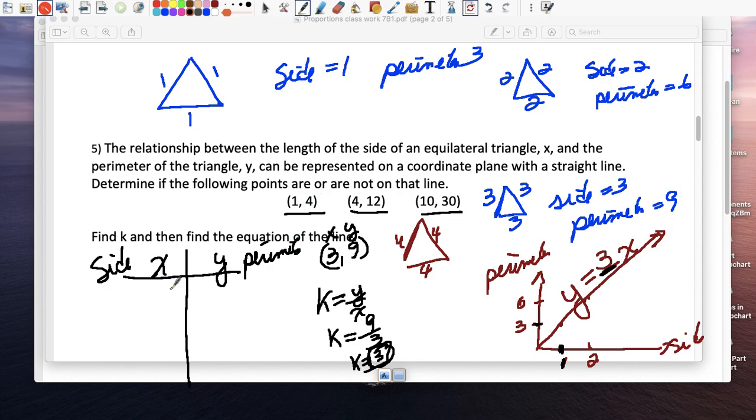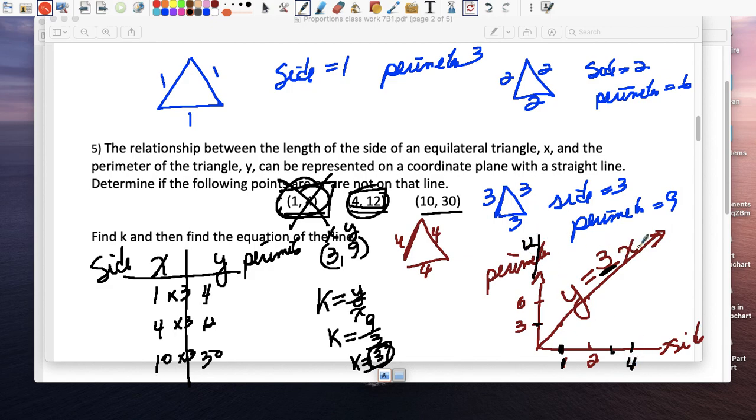Well, let's write these points down: 1 and 4, 4 and 12, 10 and 30. Which of these points would be on this line? Well, when the side is 1, we have to multiply by 3 first of all. Times 3, times 3, times 3. 1 times 3 is definitely not 4. So this point is definitely not on this line. What about the point 4 and 12? Would that be on the line? Yes, it would. Look, 4 times 3 is 12. So this point is on the line.